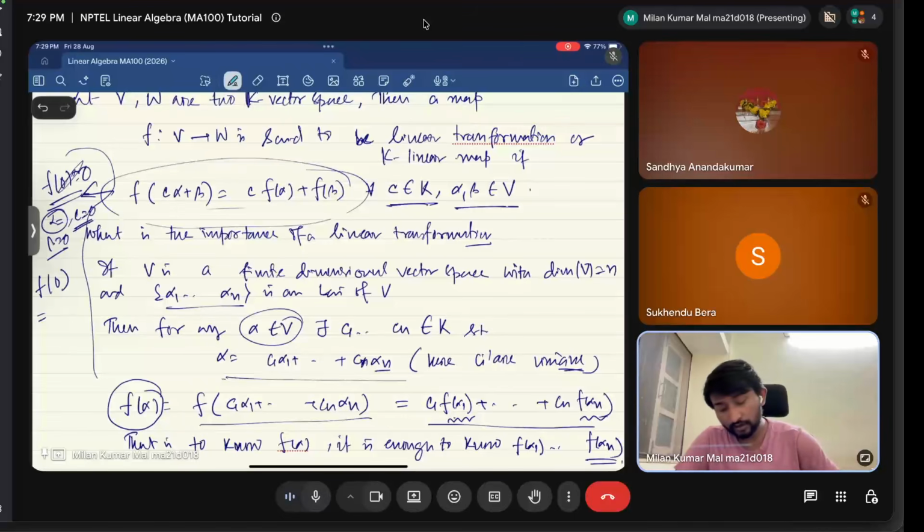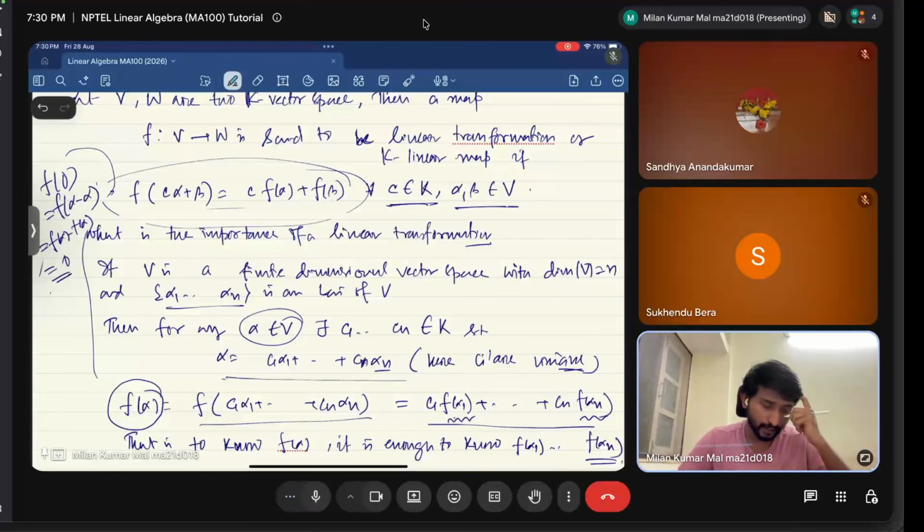Okay, so sorry, I should not do this. This is not the correct way. So let's take f of 0. This can be written as f of alpha minus alpha. Now due to linearity, we can write f of alpha minus f of alpha, that equals 0. That's why f of 0 equals 0. That means a linear map always maps 0 to 0.